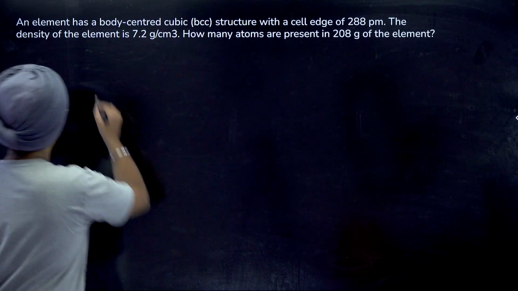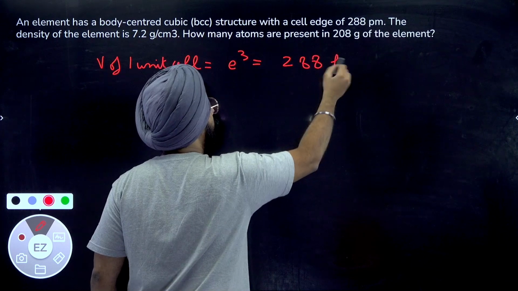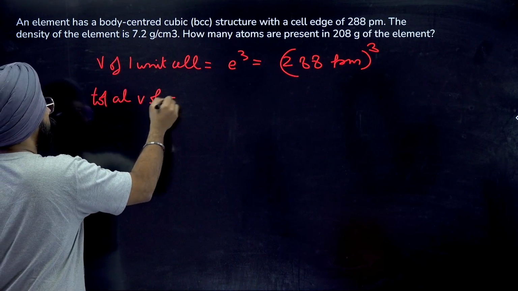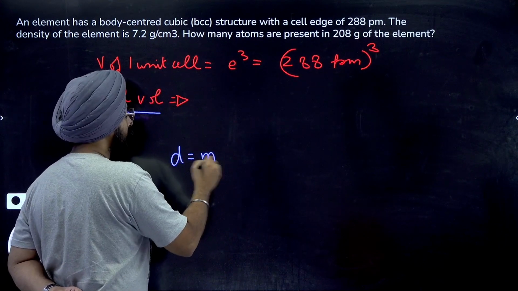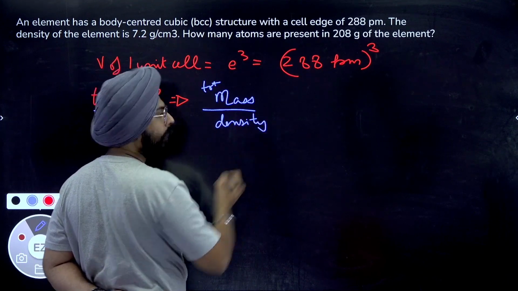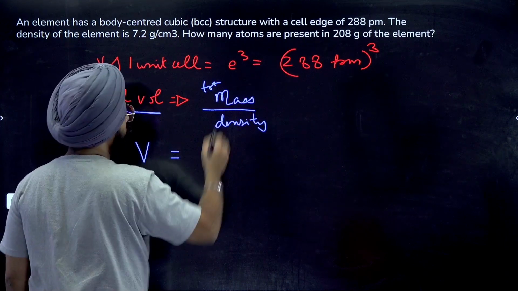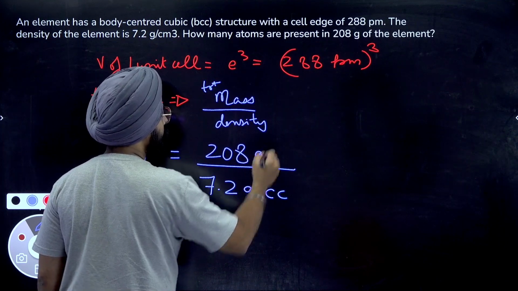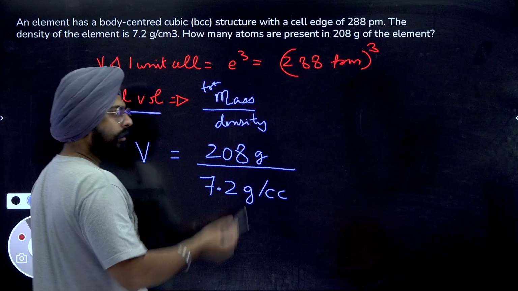My dear friends, what's the volume of 1 unit cell? Volume of 1 unit cell is a cube, which is given as 288 picometer. This is volume of 1 unit cell. Now, total volume. How do I calculate total volume? For calculating total volume, I can use density. Density is equal to mass upon volume. So I can write volume is equal to total mass upon density. Total mass is given to us as 208 grams of the element. So I can write volume is equal to 208 divided by the density, that is 7.2 grams per cc. This gives me the total volume, 208 by 7.2.